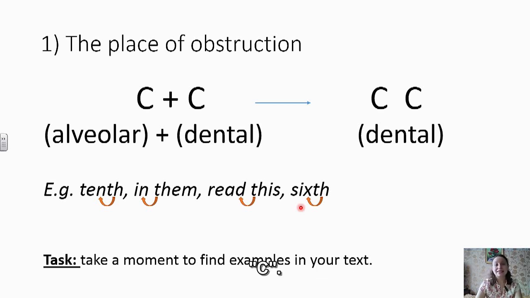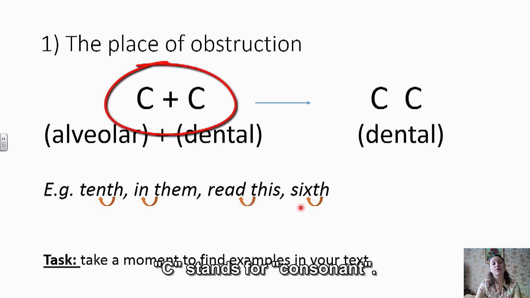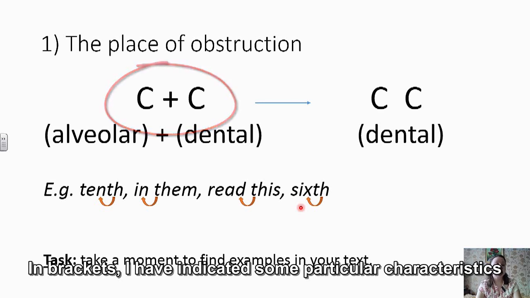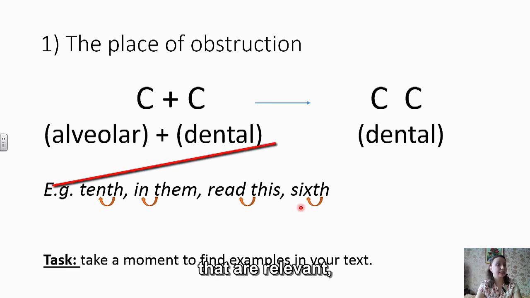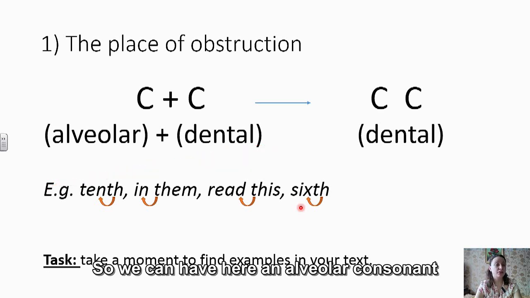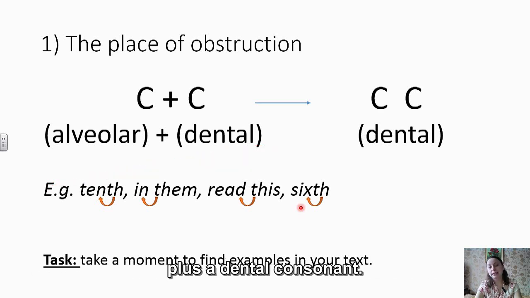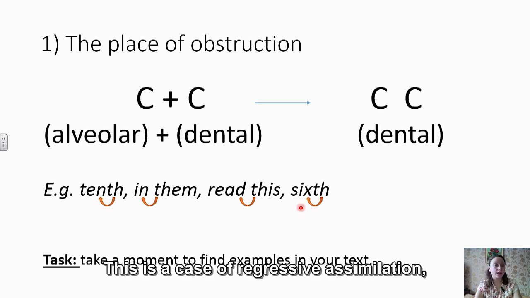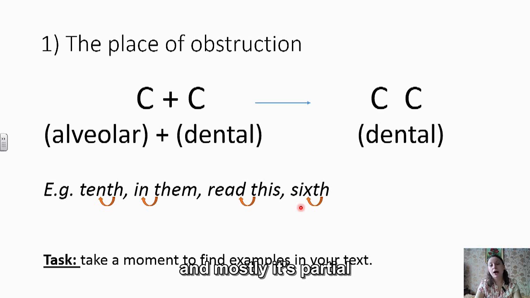Here you can see C. C stands for consonant. And in brackets, I have indicated some particular characteristics that are important in this case. So we can have here an alveolar consonant plus a dental consonant. This is a case of regressive assimilation, and mostly it's partial, because only one feature, the place of obstruction, is changed. For example, tenth.